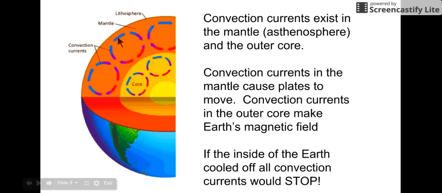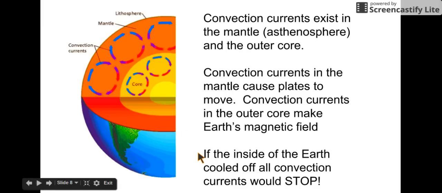There are also convection currents inside of the outer core. And this is liquid metal that right down here towards the inner core, it's super hot. Hot material rises. It gets farther away, and then it cools, and then it sinks. And they believe that it's these convection currents that generate Earth's magnetic field.